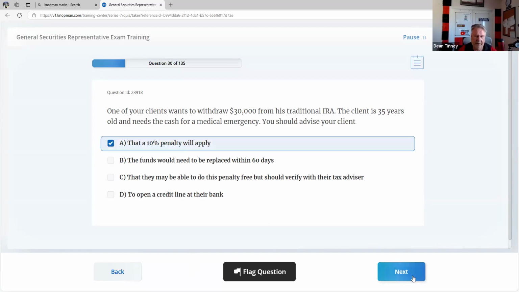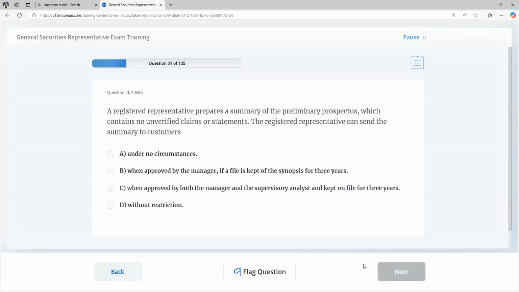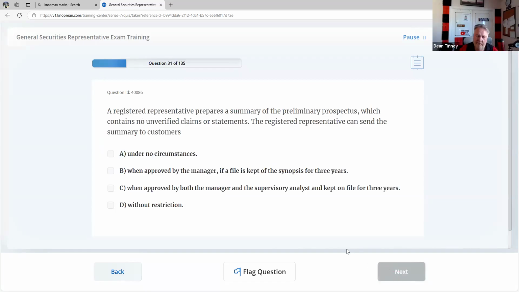I think you could very well be right. If you're right, it's going to be because we don't know more about this. You get qualified distributions that are penalty free, like the first time home buyer, where you're only going to buy a home once, and that's when you get that for free. But if you had multiple medical emergencies, can you just always take money out of your IRA?